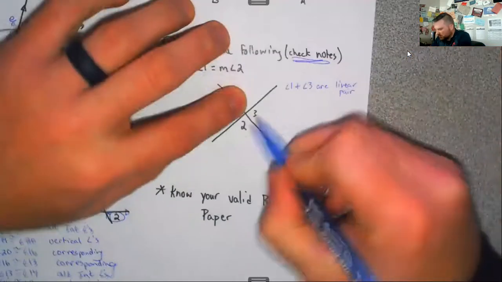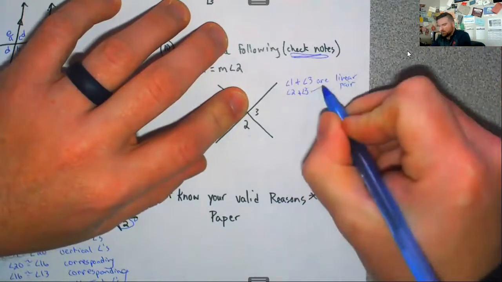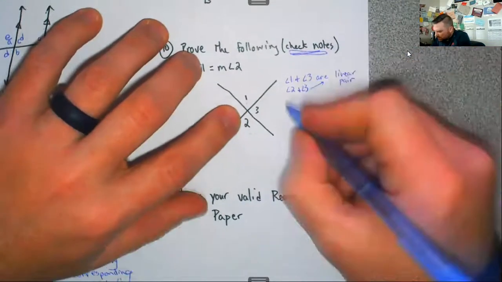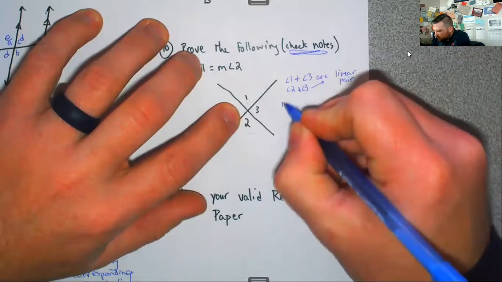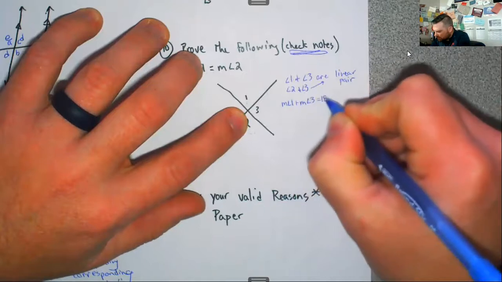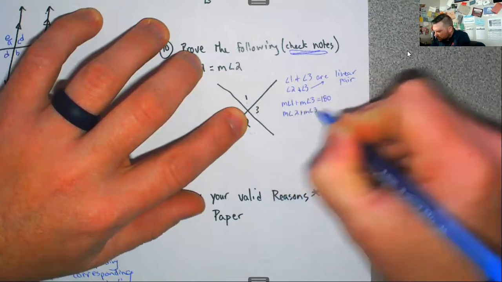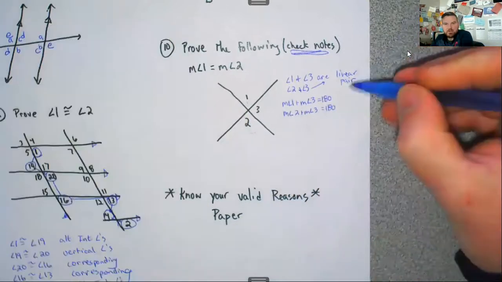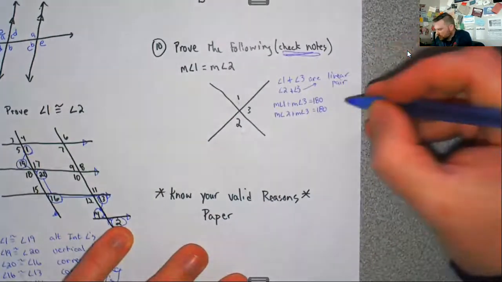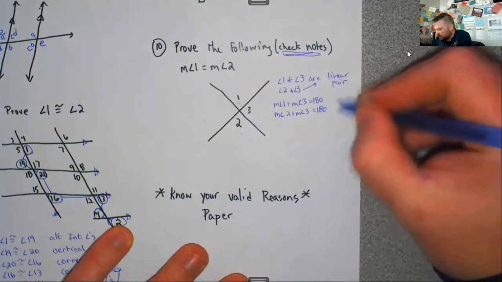And also 2 and 3 are also a linear pair. Okay, well, if those two are a linear pair, then the measure of angle 1 plus the measure of angle 3 equals 180. And the measure of angle 2 plus the measure of angle 3 equals 180. Because they are a linear pair, they're supplementary angles. Okay, so we could say here, definition of a linear pair or definition of supplementary, something like that.